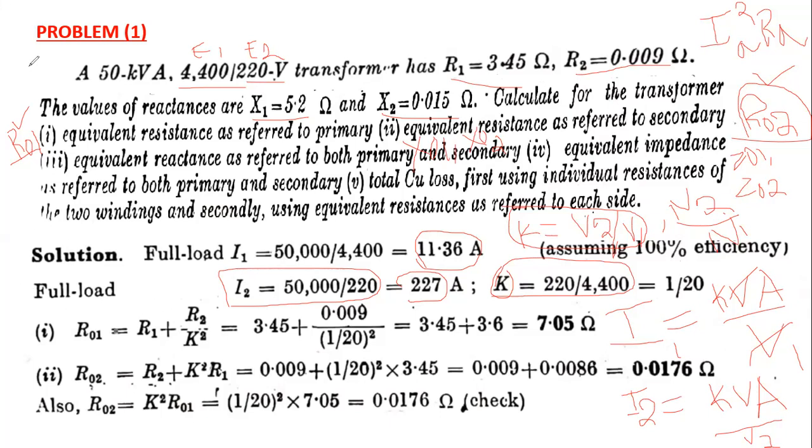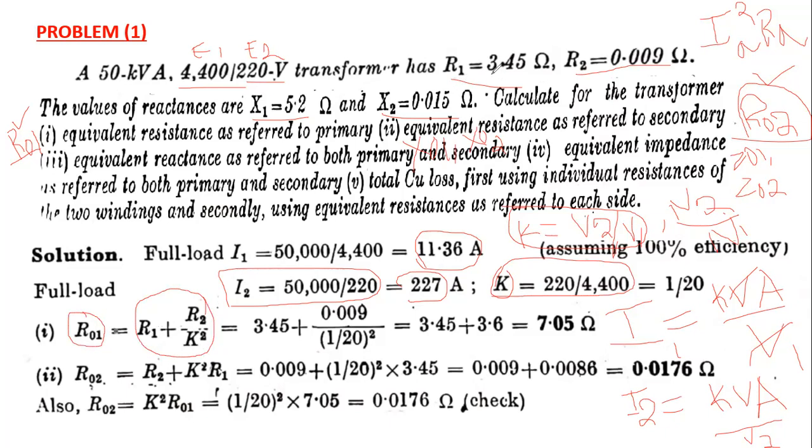Next, we calculate the first part, that is the equivalent resistance as referred to primary, R01. What is the formula for finding the equivalent resistance referred to primary? It is R1 plus R2 by K square. Therefore, R01 is equal to R1 plus R2 by K square.